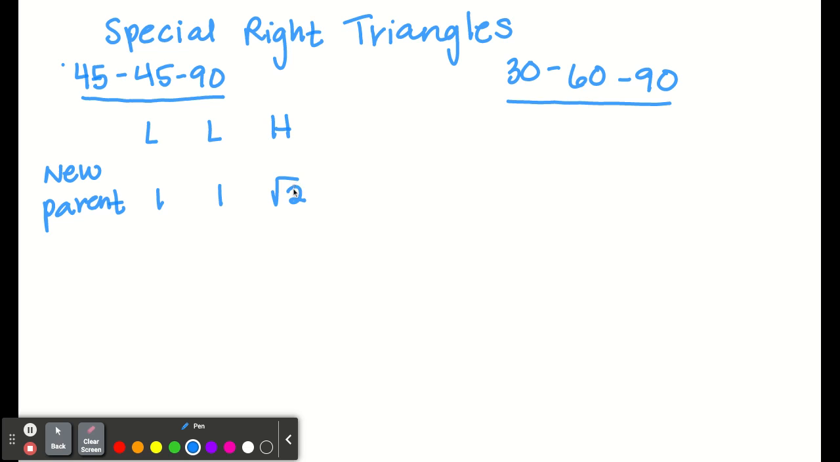And keep in mind that both of our special right triangles, our ratios contain one radical. So for the parent triangle, we have 1, 1. This 2 has to have the radical over it.